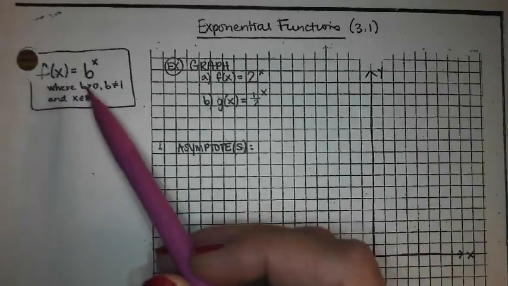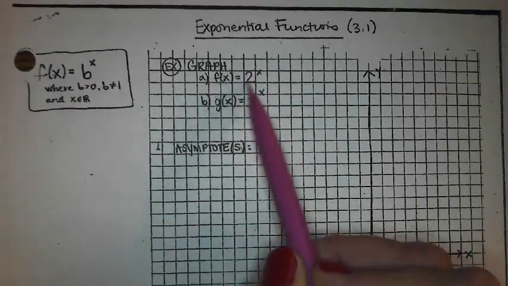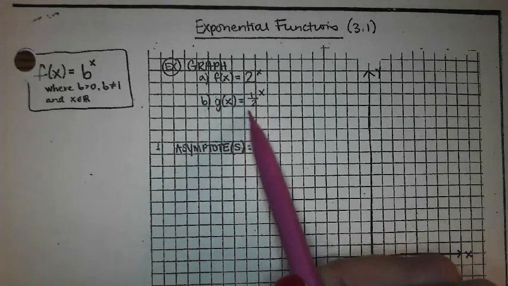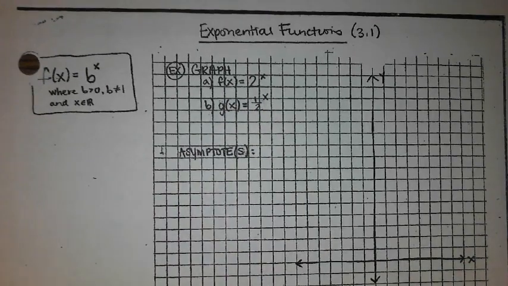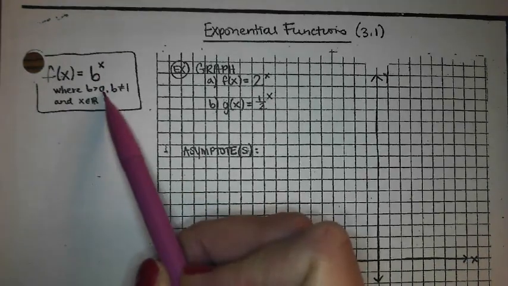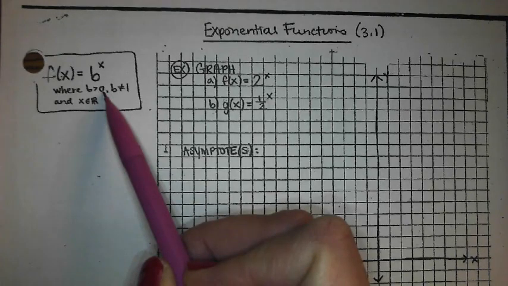Now in any given case, that b, like the first one I'm looking at, is a 2. The second one I'm looking at is a 1/2. In any case, that b can be different and is different. But it does always have to be greater than 0, because if b is a negative number, what would happen?